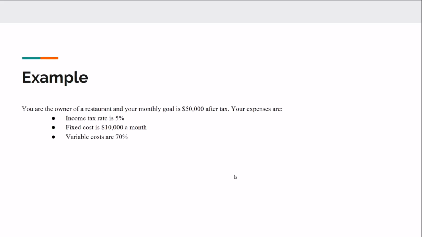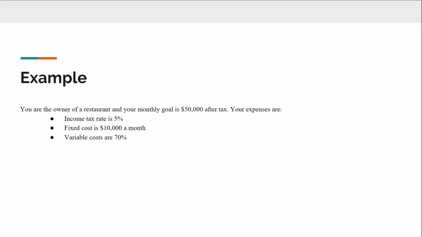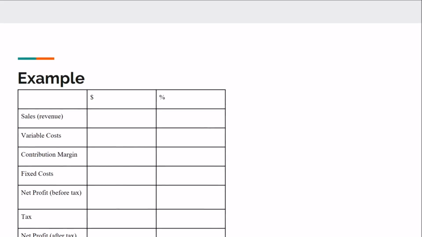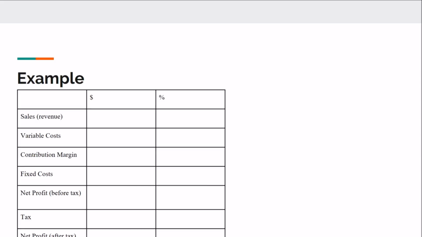So we have an example. The example is you're the owner of a restaurant and your monthly goal is $50,000 after tax. Your expenses are: income tax rate is 5%, fixed cost is $10,000 a month, and variable costs are 70%. So most people like to fill this in on a table.